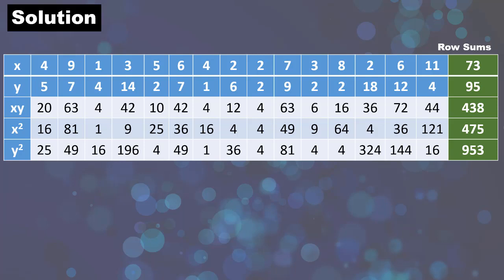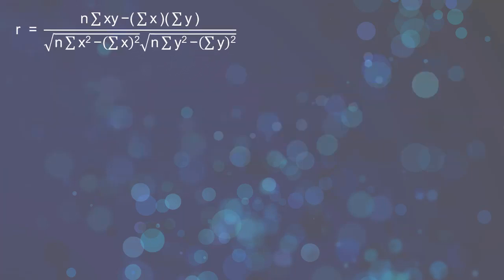We're going to use those to fill out our formula for the correlation coefficient. So our formula says we have n times the sum of X times Y, minus the quantity of the sum of X and the quantity of the sum of Y multiplied together, divided by 2 square roots.